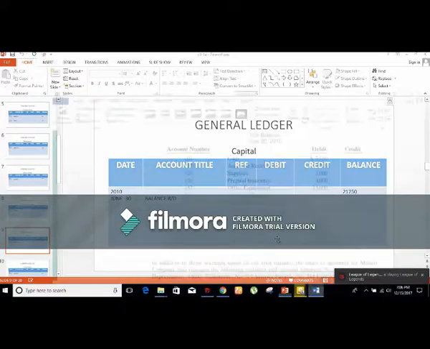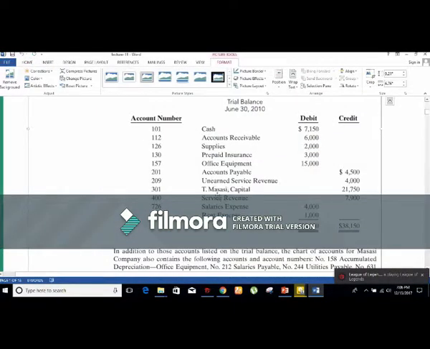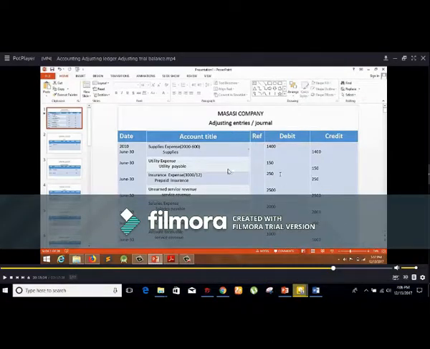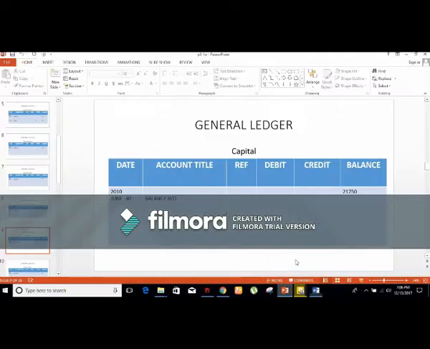And the next one is capital. Let's see the capital. Yes, in the question, capital is given as 21,750 taka, which is a credit balance. Let's see in the adjusting journal, is there any entry like capital? No, there are no entries like capital, so we can write capital as balance BD 21,750 taka.